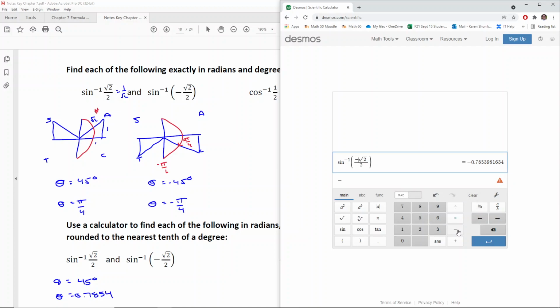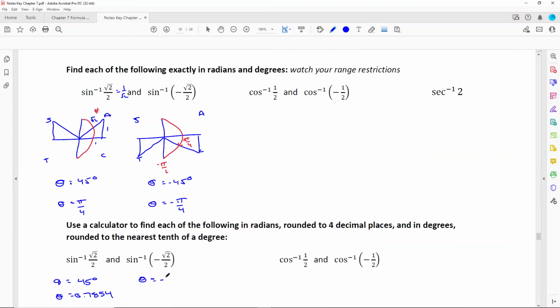So again, in radians, I got the same answer, but negative. Just like pi by 4 became negative pi by 4. And if I switch this to degrees, I get negative 45 degrees. So I got the answers that I was expecting. I got theta equals 45 for the positive ratio and negative 45 for the negative ratio. I got 0.7854 for the positive ratio and negative 0.7854 for the negative ratio.